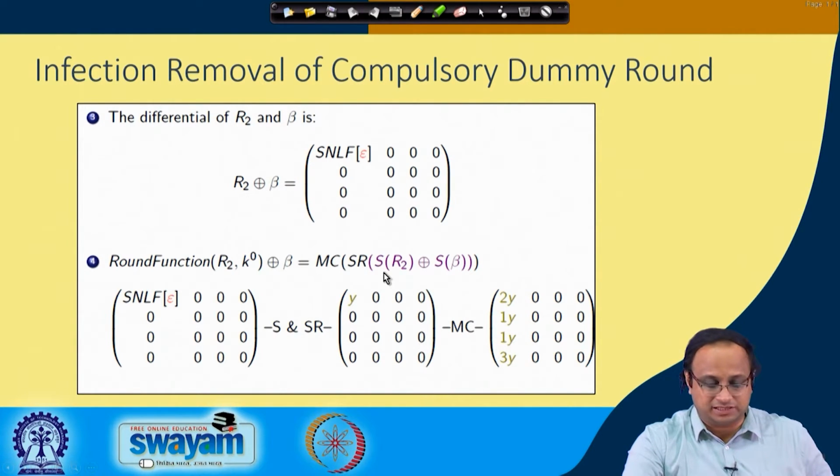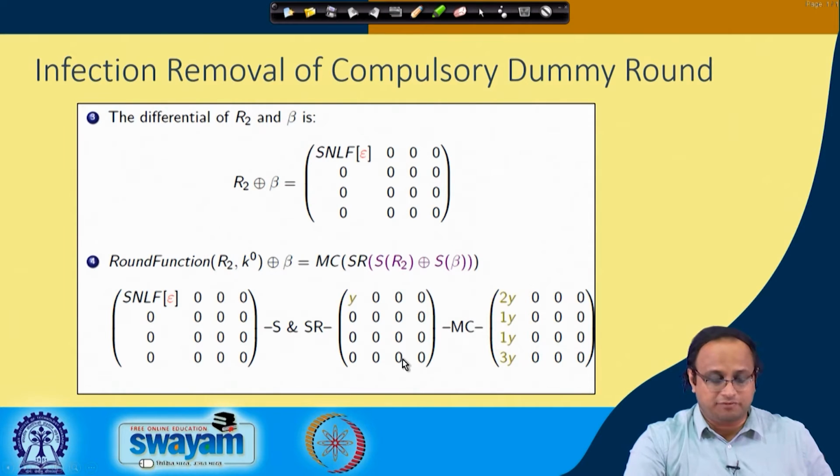If we apply the S function, then this gets converted into some unknown value, and because of shift row this does not get shifted, because in the first row there is no shift. Now we apply the mixed columns, and because of this we again get this interrelationship, as we have seen in the context of DFA on AES. We get a relationship which is 2y, y, y and 3y. What does that mean?